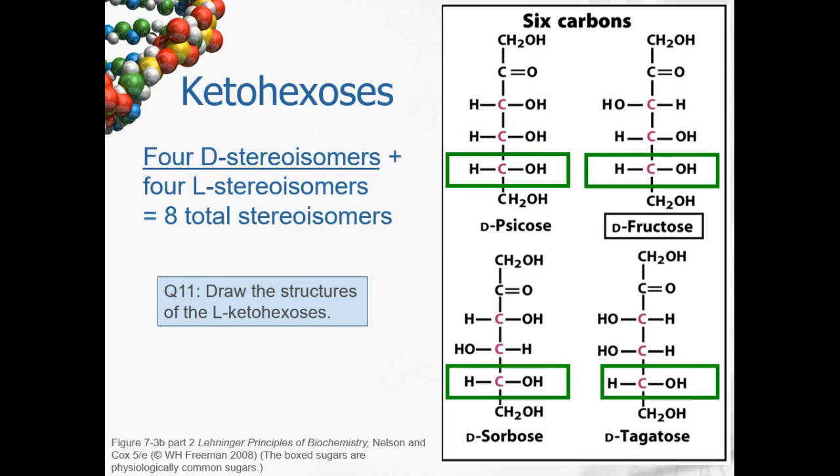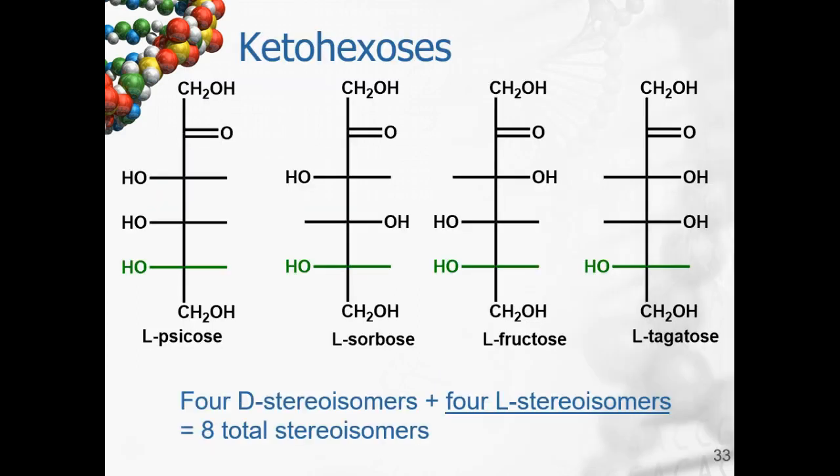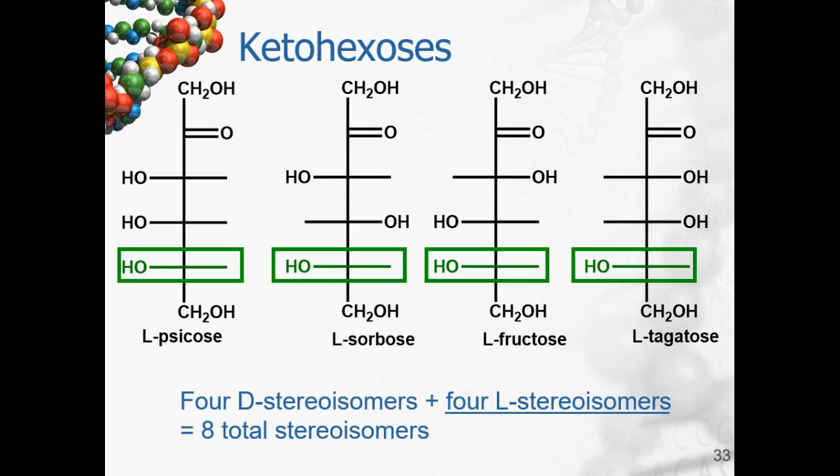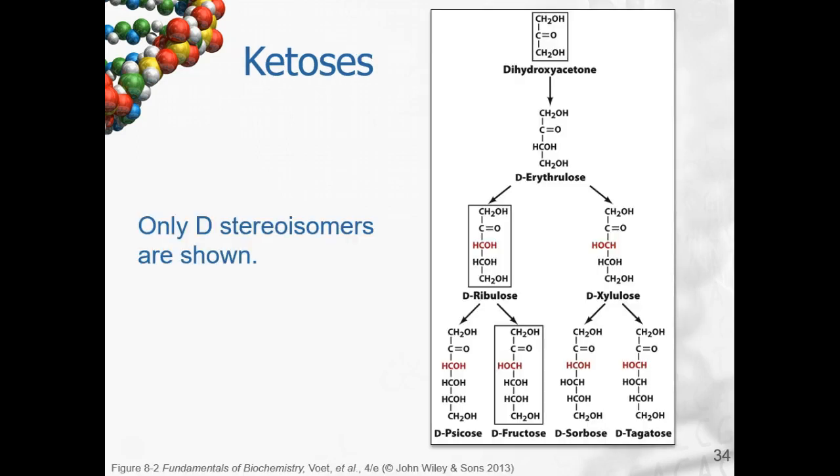So again, the OH is pointing to the right, showing you that these are the D sugars. So hopefully when you drew your sugars, you came up with something that looks like this. So we have L-xylulose, L-sorbose, L-fructose, and L-tagatose. So those are all mirror image isomers of the 4 sugars from the previous slide. And again, all 4 of them are L's because the OHs are pointing to the left.